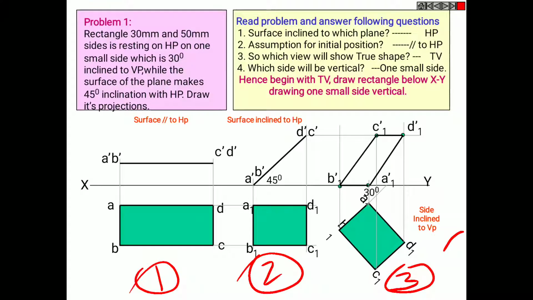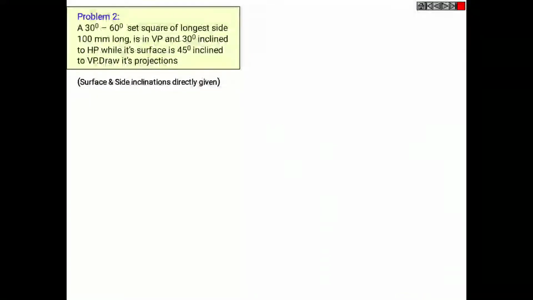Okay, we'll move on to the next slide, which is problem number 2. Here a 30 degrees to 60 degrees set square of longest side 100 mm long is in VP and 30 degrees inclined to HP, while its surface is 45 degrees inclined to VP. Draw its projections. Surface and side inclination are directly given.